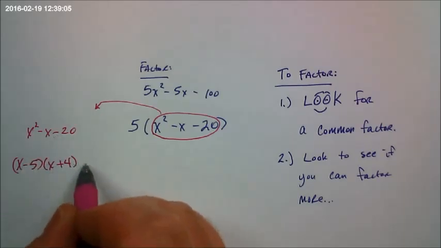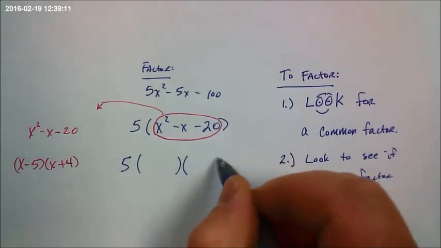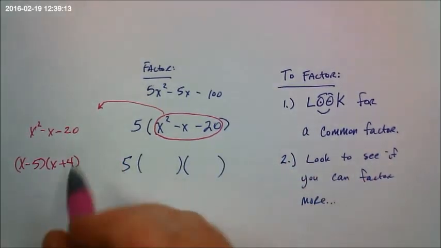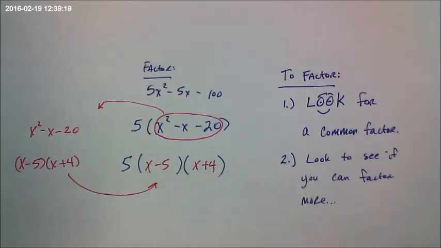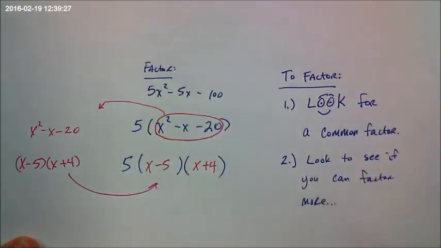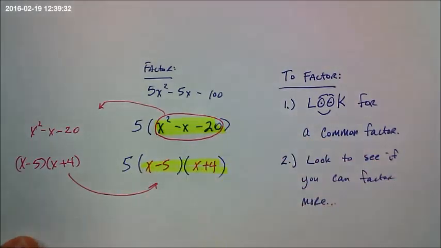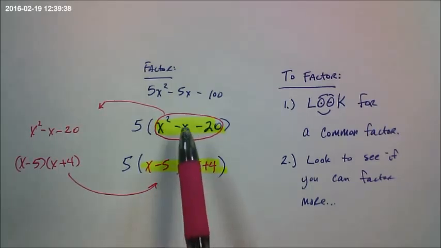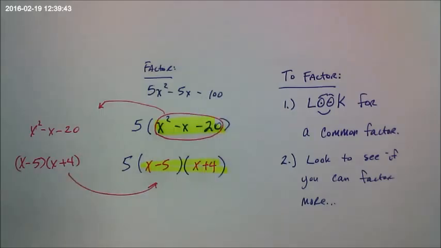So then you take this answer and you just plug it back in. 5 times x minus 5, x plus 4. Doesn't this right here equal these two things multiplied together? And then if you multiply these two things together, you get that. You multiply that by 5, you get that. Factoring is the opposite of distributing.